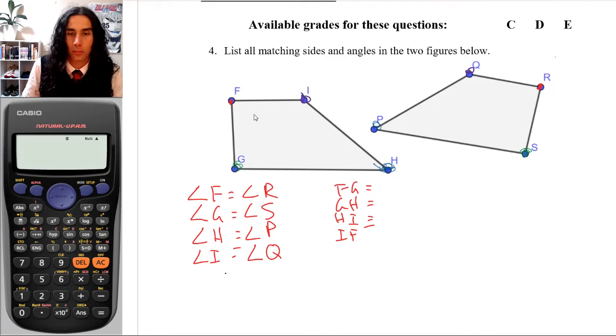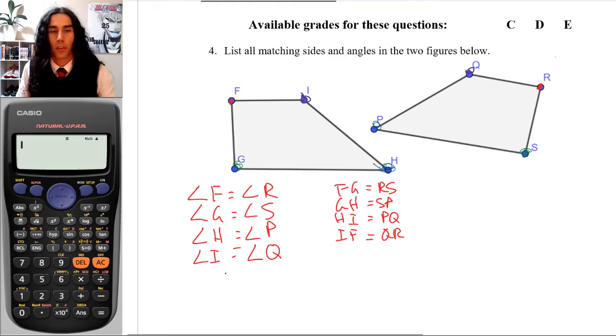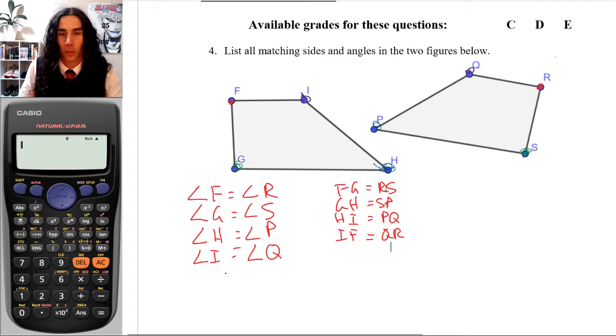And I can go that F is equal to R, S. So RS, SP, PQ, QR. I was just using what we got on the angles there. I wasn't even looking at the diagram. If we go in order, it's RSPQ. So RS, SP, PQ. But you can double check it. FG, RS, GH, SP, HI, PQ. Done. Scrolling down.